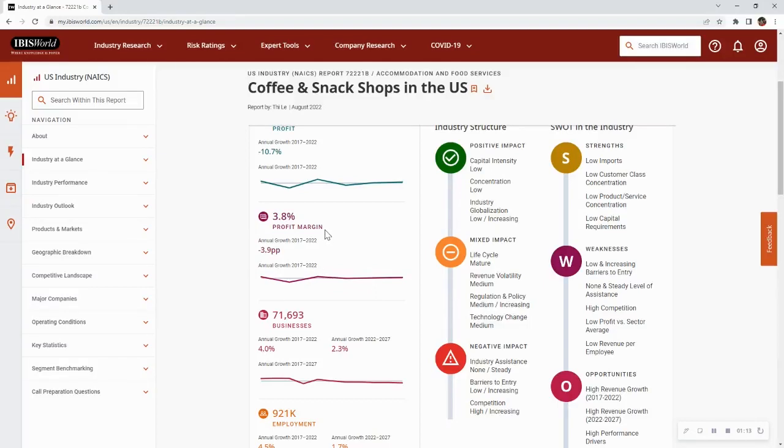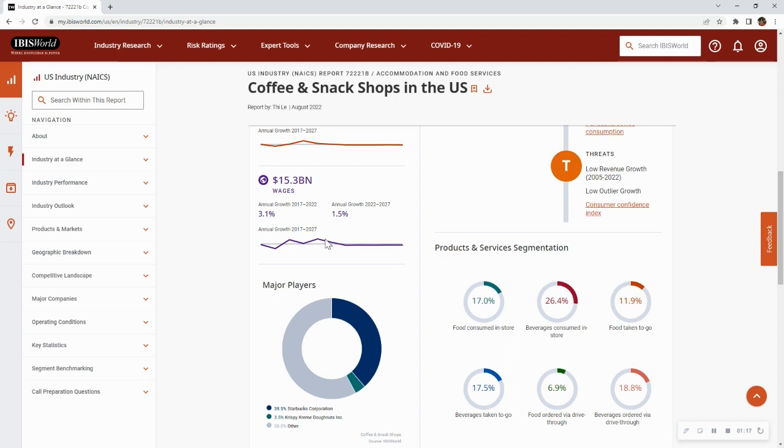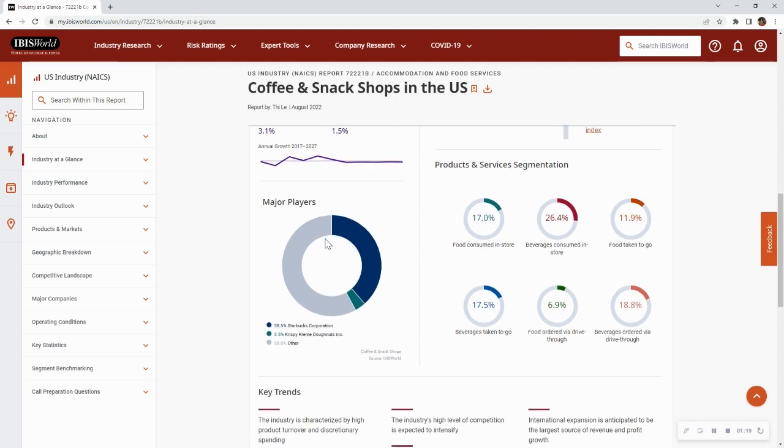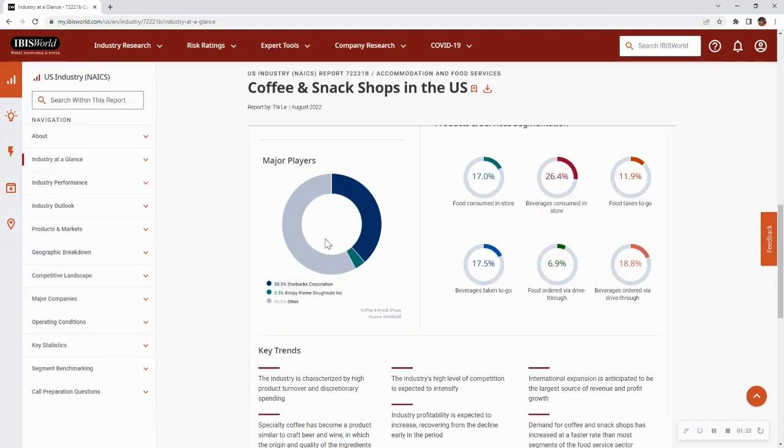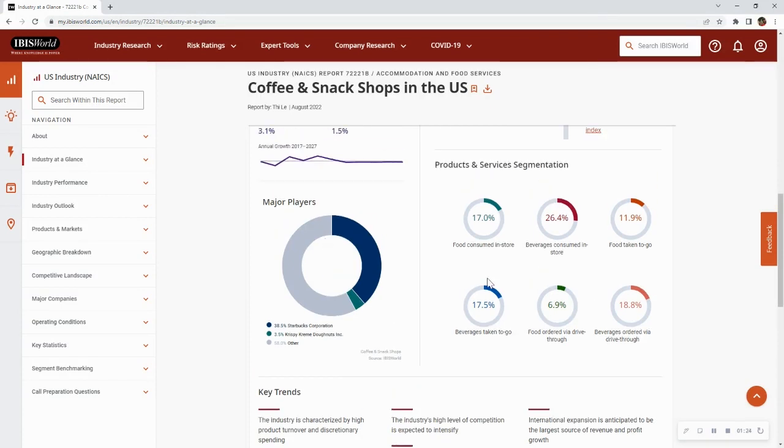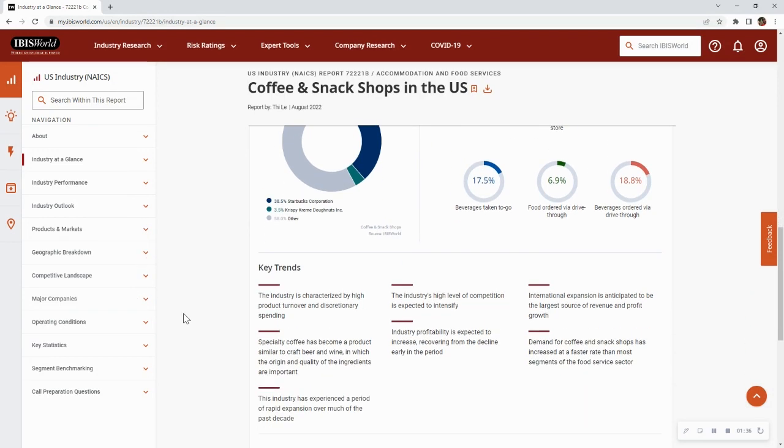Taking a look at what the profit margin has been and how that's flowed over the years. And just some general numbers that give me ideas of things to look at and keep in mind as I go through this industry title a little bit more. The product and services segmentation we're going to touch on in just a bit as well. All of these areas inside the Industry at a Glance page are featured further within our 9 chapters within the report. So we'll be sure to take a closer look at some of them.